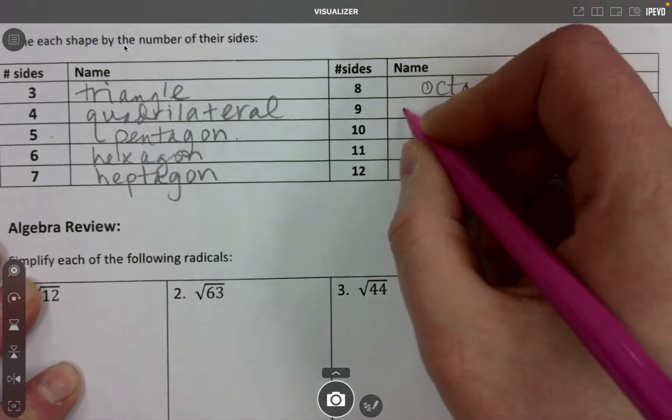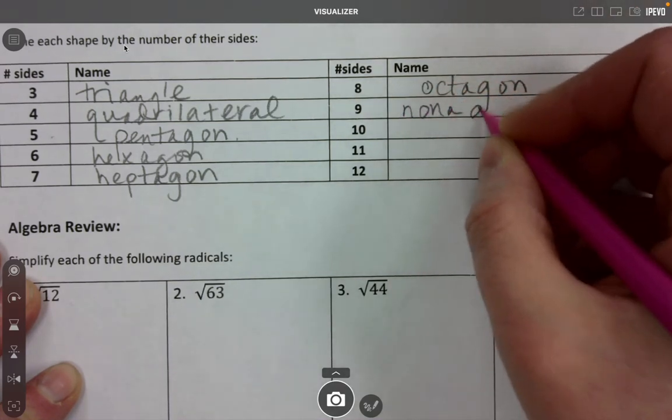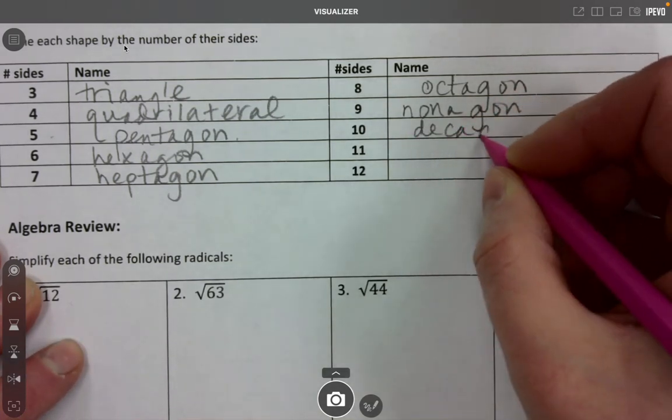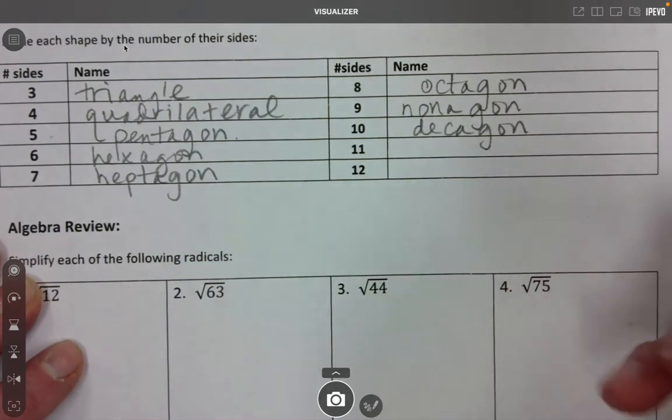9 is a nonagon. And 10 is a decagon. Now 11's kind of a distractor here.